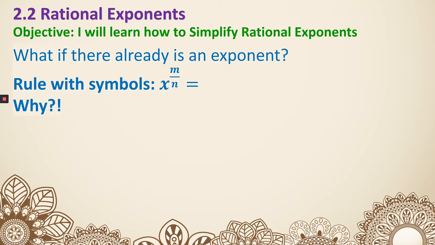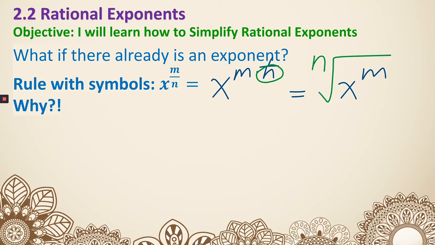What if we actually already have an exponent? So instead of 1 over something as the exponent, we have m over n. So here's one way to think about it. This is the same as x to the m times 1 over n power. Then I can deal with x to the 1/n power first. But as soon as I see there's a fraction, I'm going to change the bottom of the fraction into an index. So that's one way to think about it.